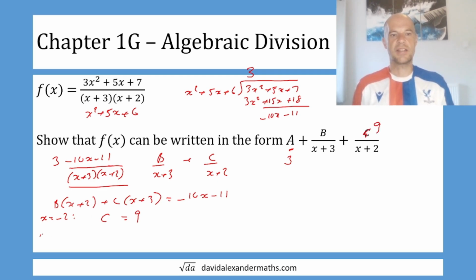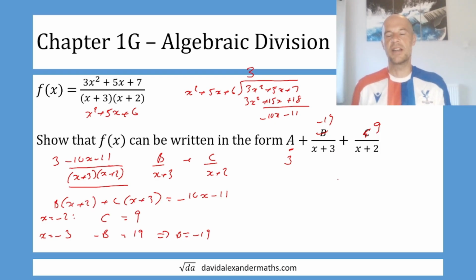And now let's set x to negative 3. Negative 3 plus 2 is negative 1. So negative 1b equals, that is going to be 30 take away 11, which is 19. So therefore b is negative 19. So there we have it. The answer, when we do all this division, it divides and becomes 3 take away 19 over x plus 3 plus 9 over x plus 2, and we're done there.